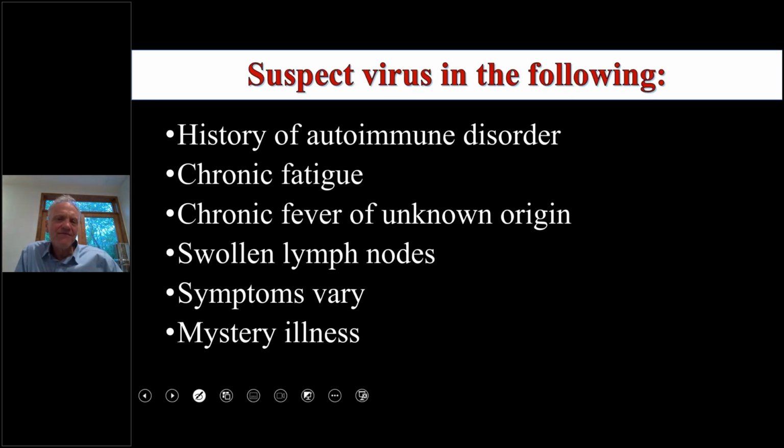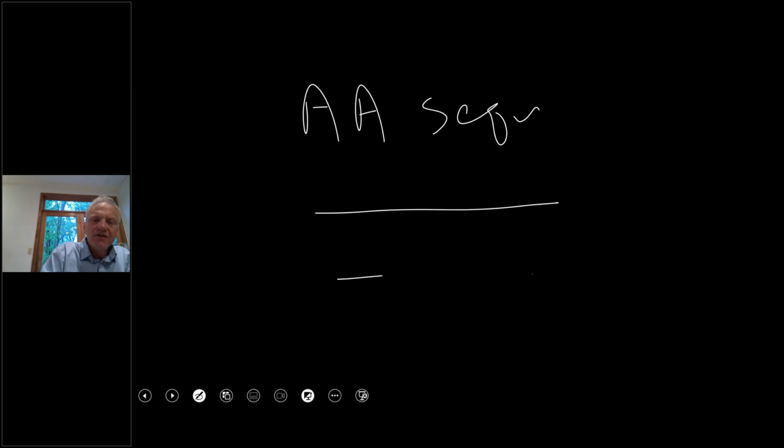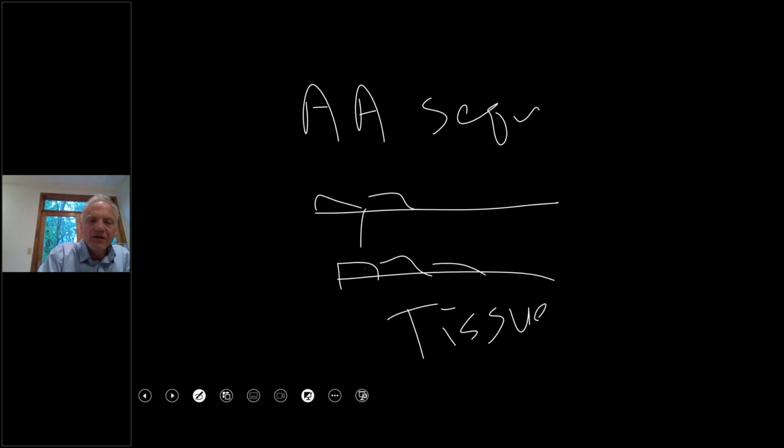All right, so suspect a virus in the following. If somebody has a history of an autoimmune disorder. Now, not all autoimmunes are kicked off by viruses, but guess what? A lot of them are. Viruses: you get infected with the virus, and then that virus, if you look at the amino acid sequence of that virus, it looks very similar to some tissue in the body. So this will be the amino acid sequence, and they'll look similar.